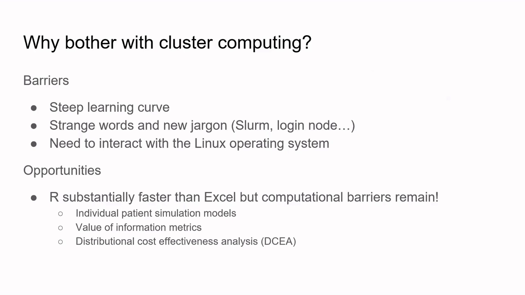But I think the main thing is that it's got huge potential increases in computational power. Excel to R, that's a jump. R to cluster, that's another jump, I would say of similar magnitude. So it opens up the possibility of doing things that wouldn't be feasible otherwise, like individual patient simulations sometimes required, value of information, distributional cost effectiveness. These things can be computationally heavy.